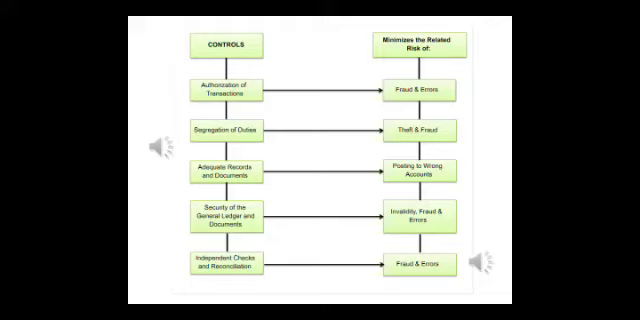Get records and documents naman is napopost siya to wrong accounts. Then security of the general ledger and documents, risk of invalidity, fraud, and errors. Then, independent checks and reconciliation. Pumapasok din dito yung sa risk niya is dun sa fraud and errors.